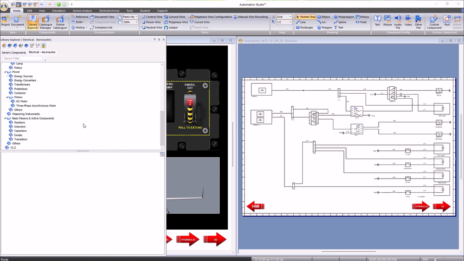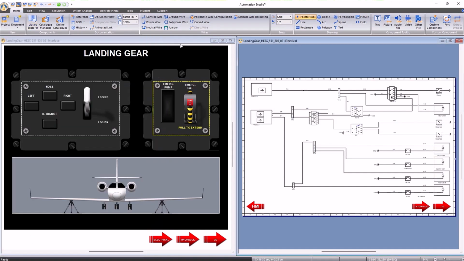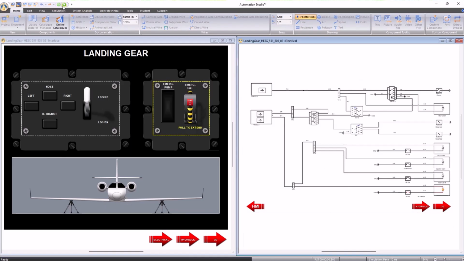Let's look at an example of how we can use this library in an aeronautical project. Imagine we are designing the hydraulic landing gear system of an airplane controlled by an electrical circuit composed of switches and relays. When starting the simulation, we can observe how the electrical circuit controls the hydraulic landing gear system.